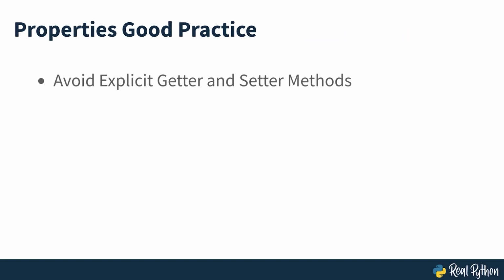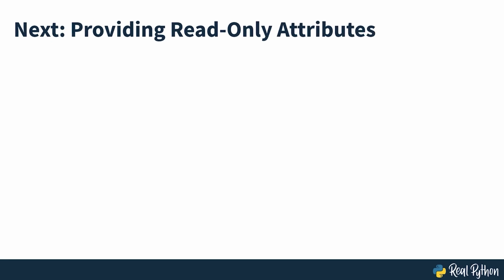Finally, you should avoid writing explicit getter and setter methods and then wrapping them up in a property. Instead, use the @property decorator. That's currently the most Pythonic way to go. In the next section of the course, you'll see how to create properties that are read-only.